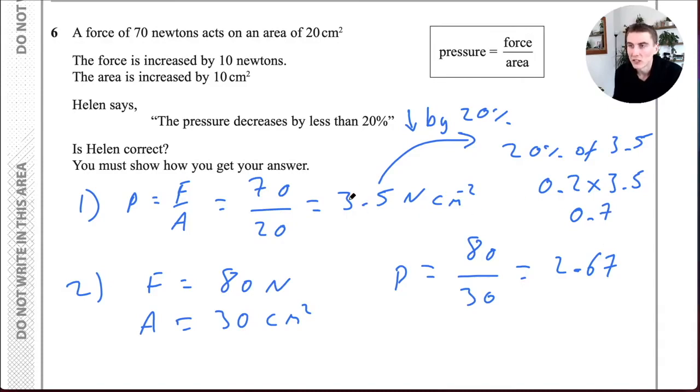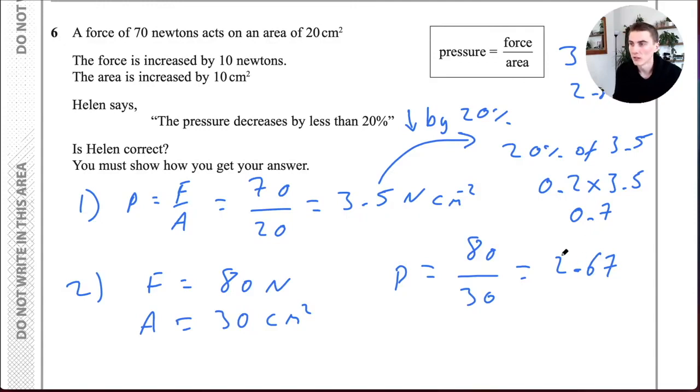And if we actually did 3.5 take away 0.7, I'll do that up here. I haven't really left enough space, have I? 3.5 minus 0.7 will give us 2.8 newtons. So if we decrease 3.5 newtons by 20%, it would be 2.8.